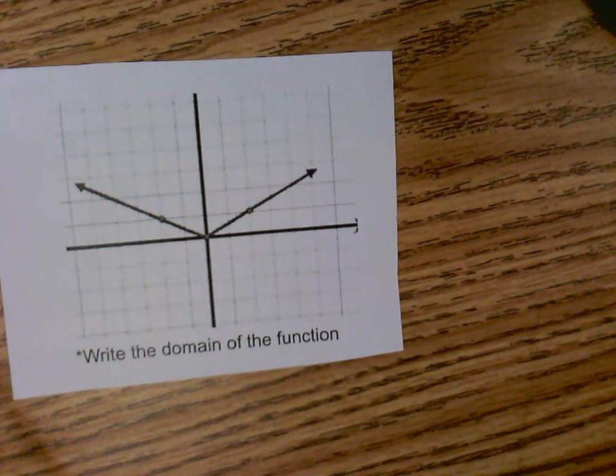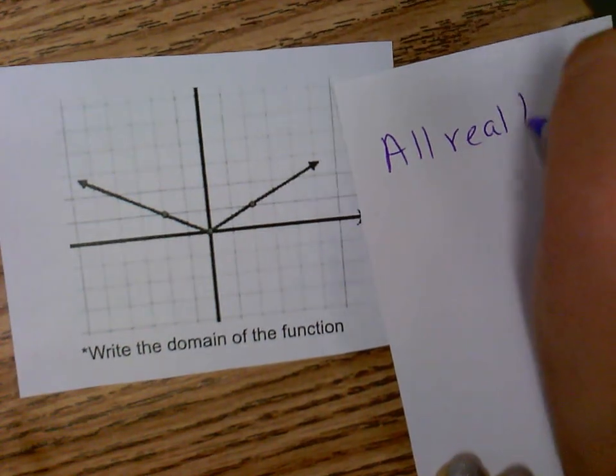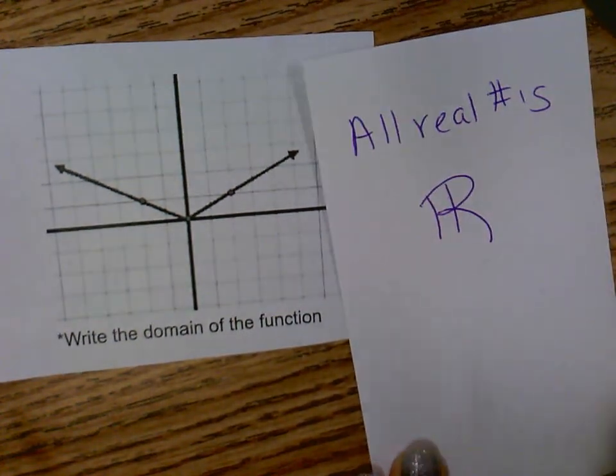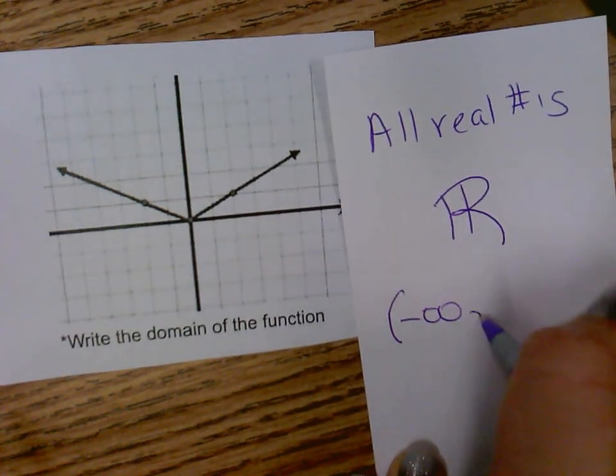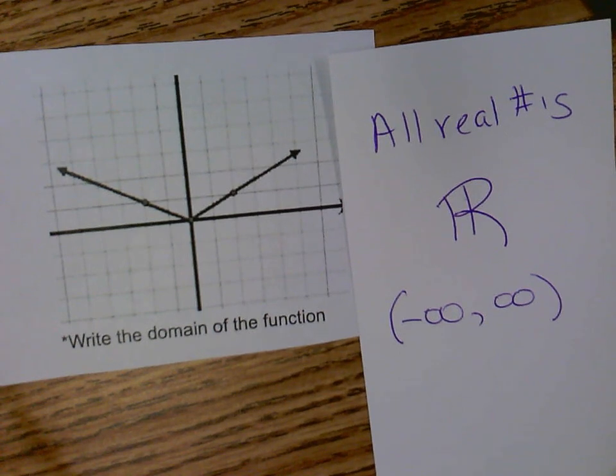All real numbers. Those arms are stretching side to side, so you can write all real numbers. You can write it like that. You could write boldface, capital R. You could write negative infinity, up to positive infinity. Any one of those means all real numbers, because the x values are going forever from side to side.